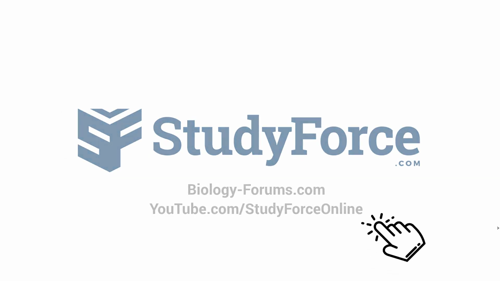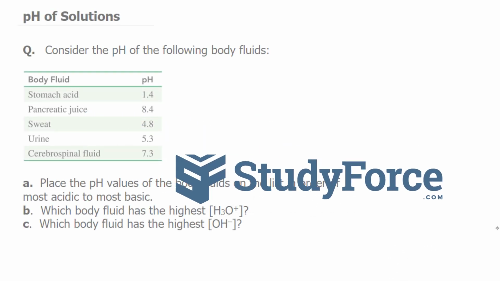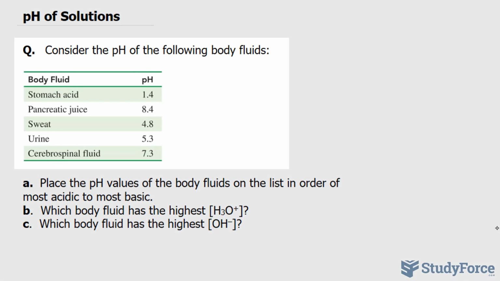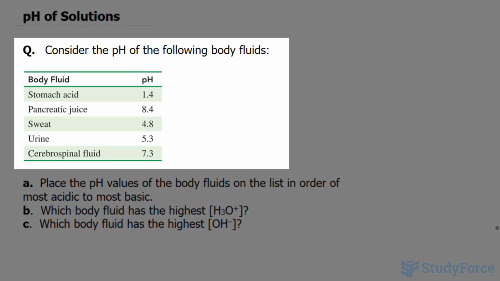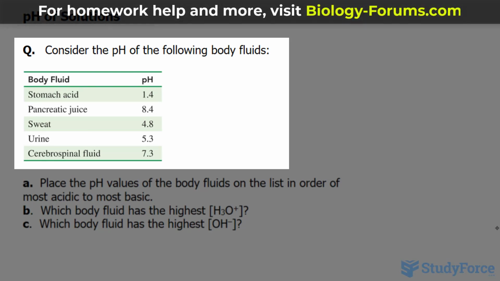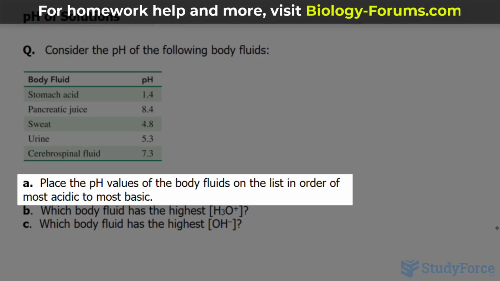In this lesson, we'll be discussing pH of solutions and answering a few questions. The question reads, consider the pH of the following body fluids. We have stomach acid, pancreatic juice, sweat, urine, and cerebrospinal fluid. For question A, we have to place the pH values of the body fluids on a list in order of most acidic to most basic.